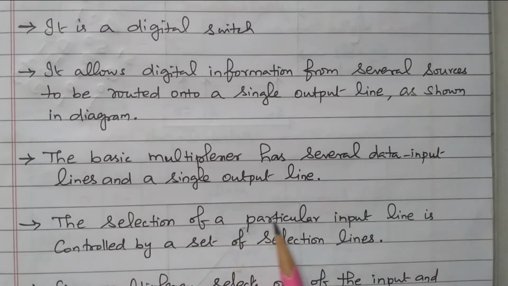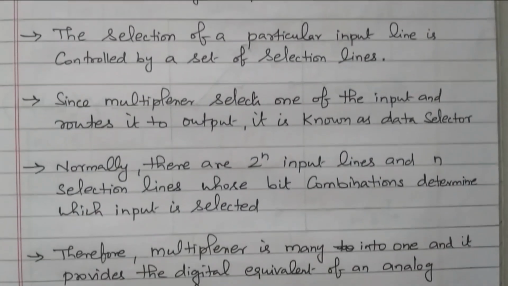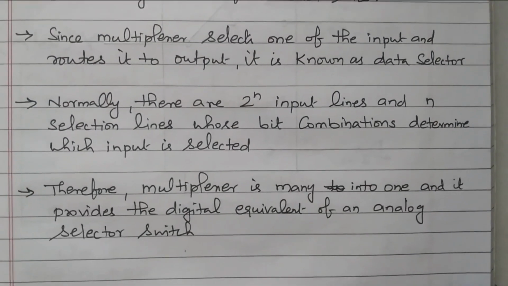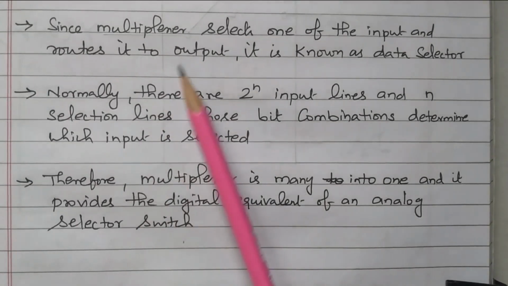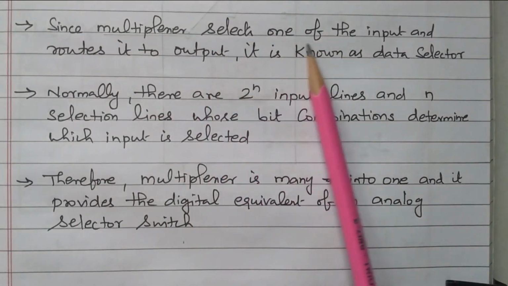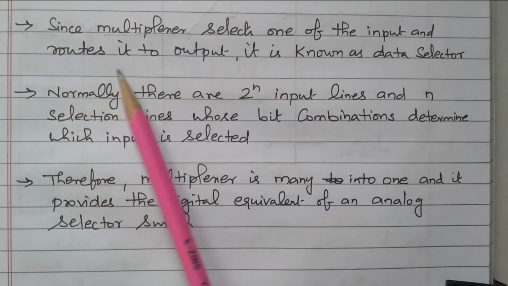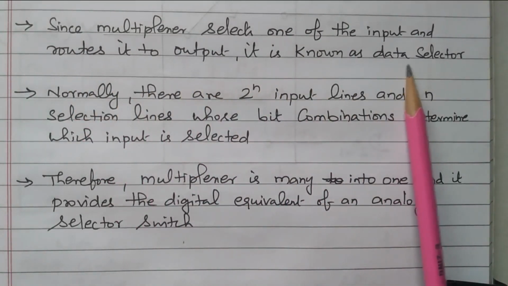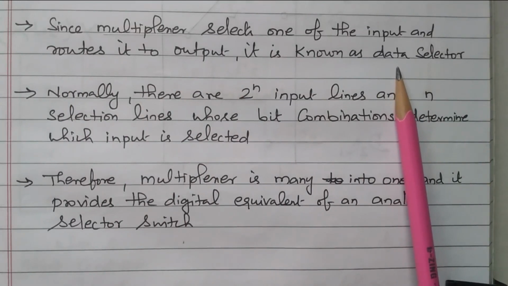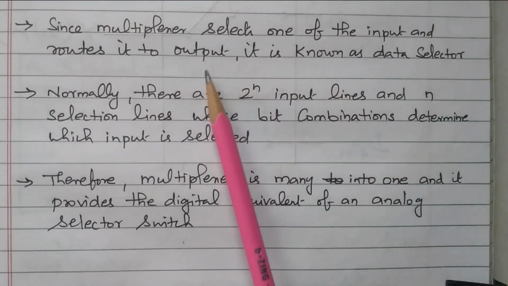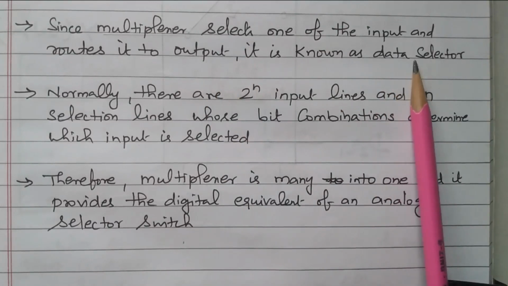The selection of a particular line is controlled by the set of selection lines. So the selection line will decide which input should be available at the output. Since the multiplexer selects one of the inputs and routes it to its output, it is known as a data selector. So from the n available inputs, only one input is available at the output. So it is a selector. It will select the particular input that is available at the output. So that is called a data selector.